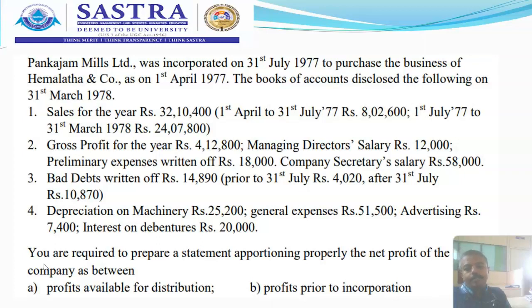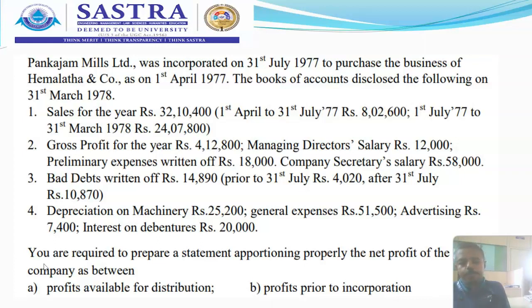Then bad debts written off rupees 14,890. Of this, prior to 31st July, rupees 4,020, but after 31st July, it becomes rupees 10,870. They have segregated it for us. If they had not segregated, we may use the sales ratio to divide. Since they have given a clear-cut amount, we can use this as it is while solving the problem.